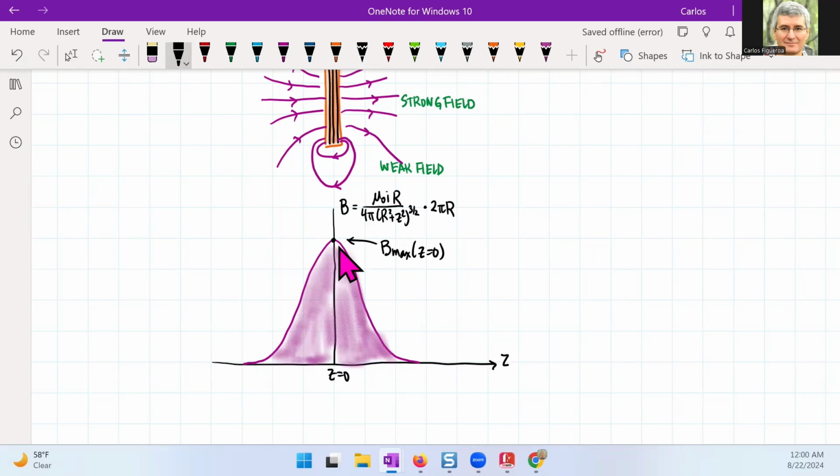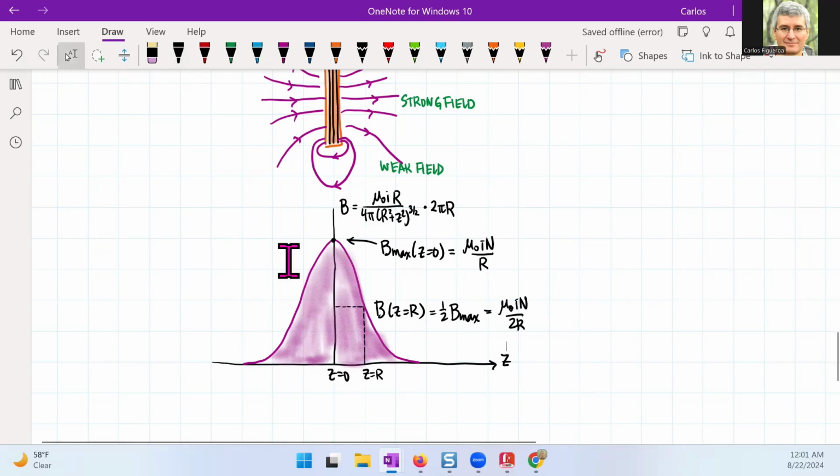And again, we're plotting z here. If you look at z equal to 0, it actually simplifies to a relationship that we just saw, which will then be mu naught I times n divided by 2r. Now, if you were to look at the details, at half the value of this magnetic field, let's say this is the half value right here, this occurs at z equal to r, the radius of the coil. At z equals r, you actually get 1/2 B max. So there's the field.